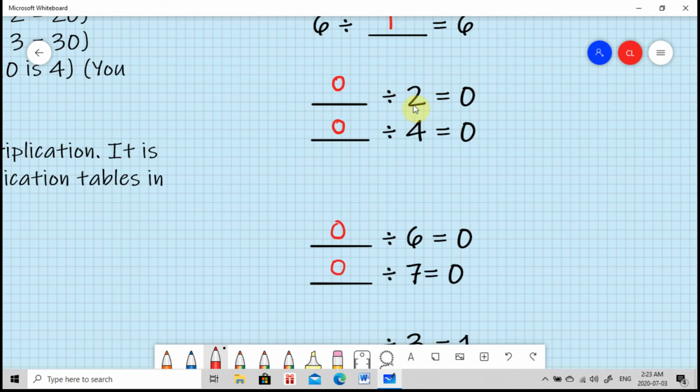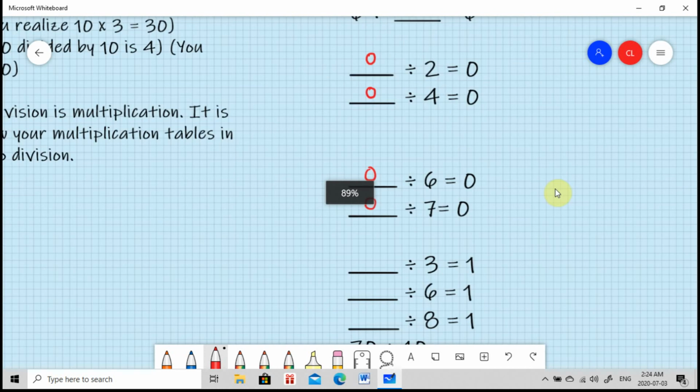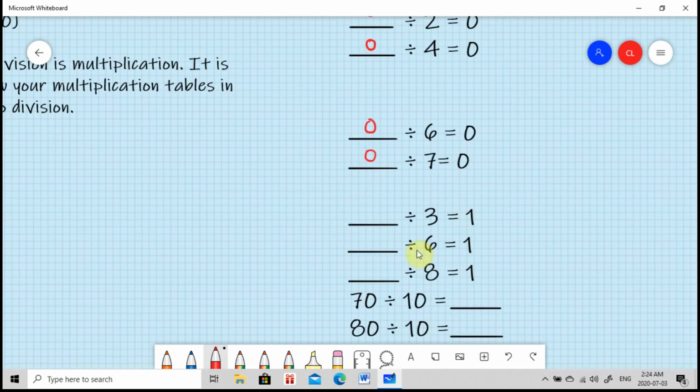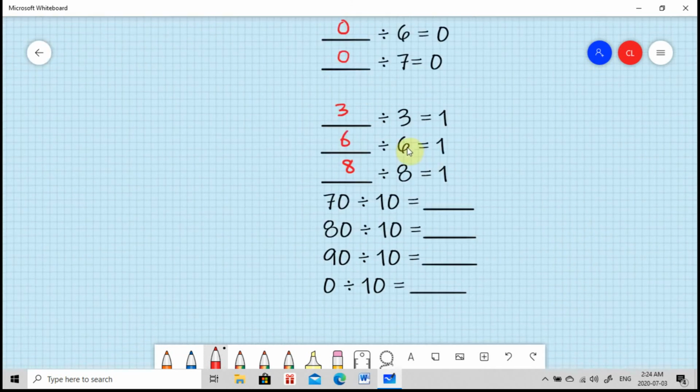You can do the reverse process: 2 times 0 is 0, 4 times 0 is 0, 6 times 0 is 0, 7 times 0 is 0, to check your answer. Okay, so the last one: 3 divided by 3 is 1, 6 divided by 6 is 1, 8 divided by 8 is 1. Let's say you have 3 candies, you divide among 3 people, each person gets 1 candy.